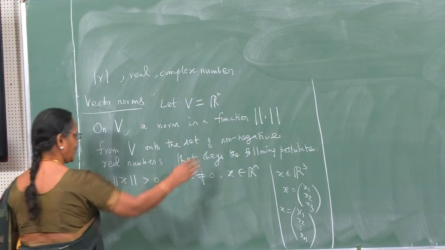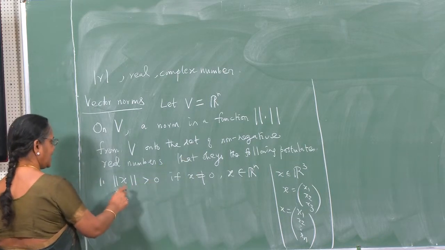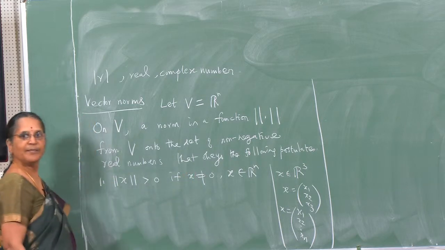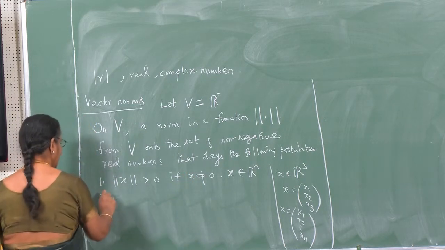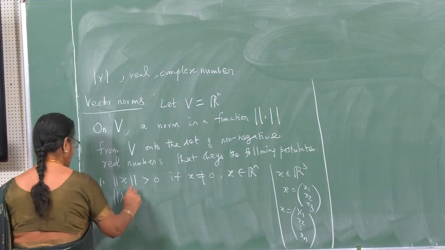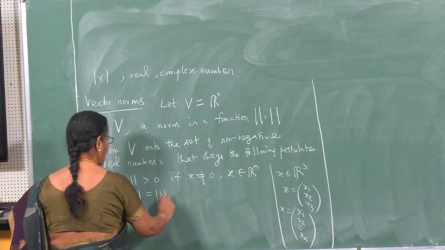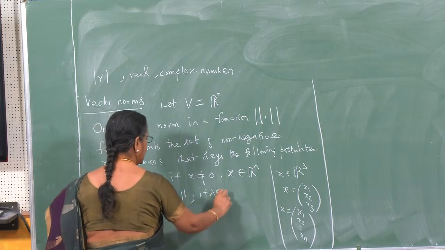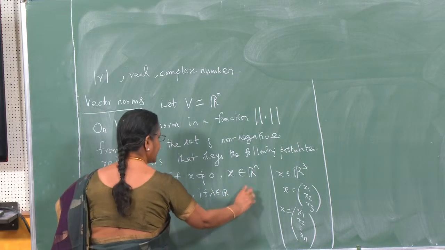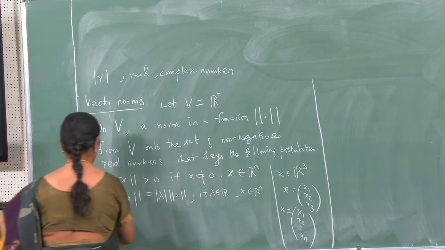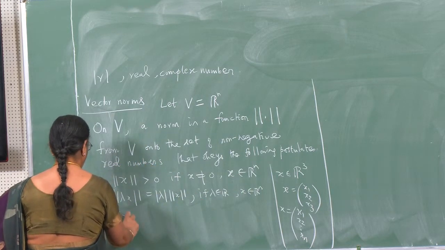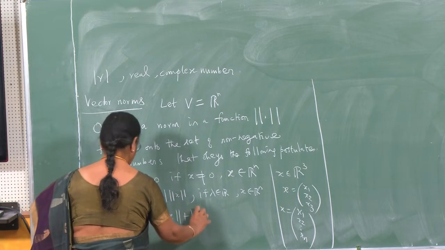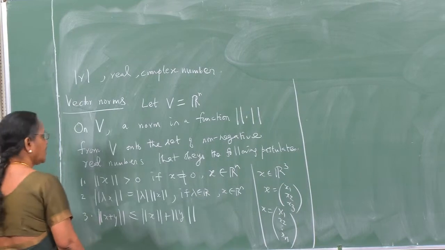What does it satisfy? It satisfies the condition that norm of x is positive if x is different from 0. Secondly, norm of lambda x is going to be mod lambda into norm x if lambda is a real number and x is in Rn. And thirdly, norm of x plus y is less than or equal to norm x plus norm y.